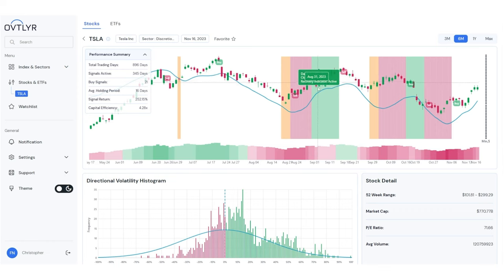Green is for recovery indicators, yellow is for downside indicator warnings, and red is a downside indicator that predicts upcoming market pullback. OVTLYR is so much easier to use than traditional charting because it actually uncovers trends and potential reversals.